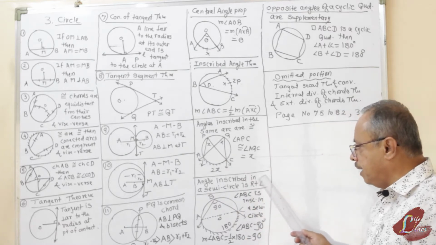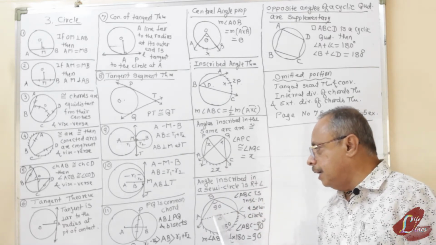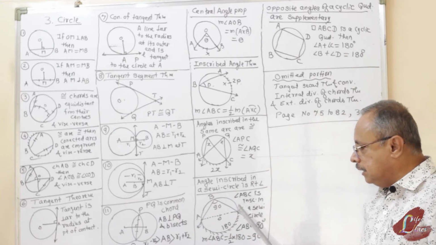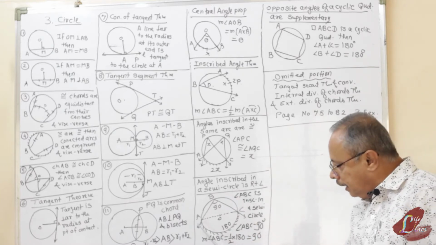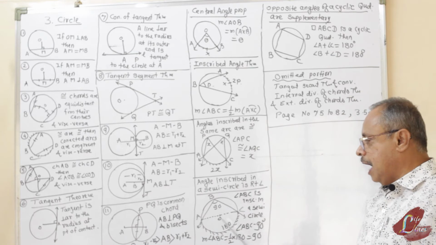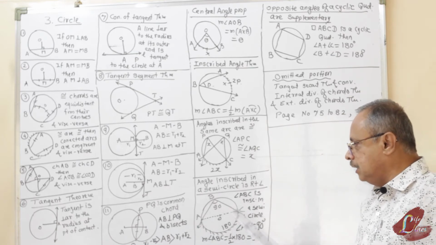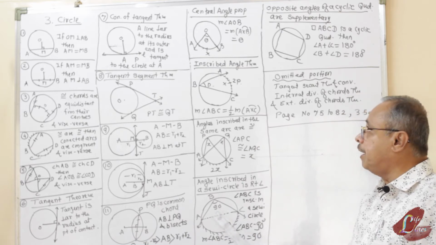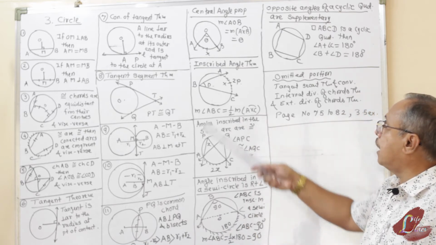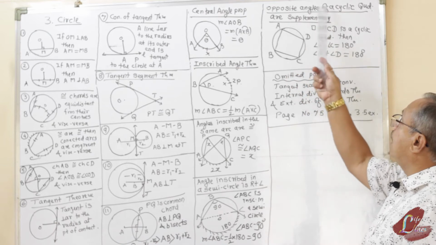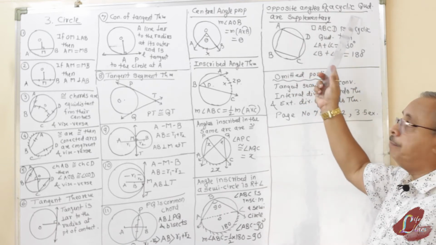Angle inscribed in a semicircle is a right angle. If angle ABC is inscribed in a semicircle, it intercepts a semicircle, and that is 180. So the measure of angle ABC is half of the intercepted arc according to the inscribed angle theorem. Opposite angles of a cyclic quadrilateral are supplementary.